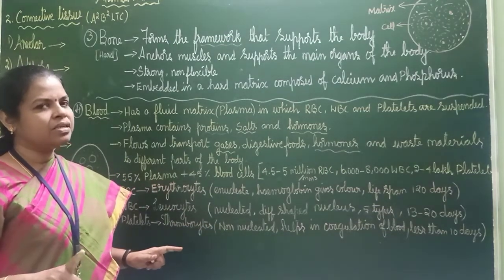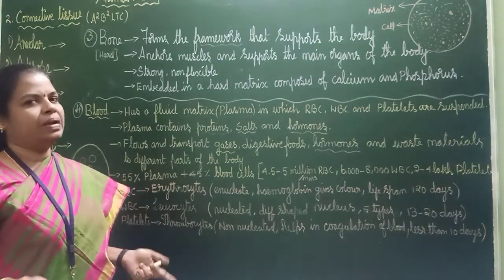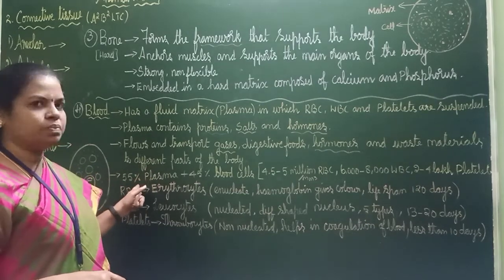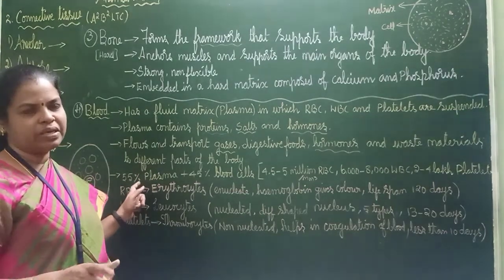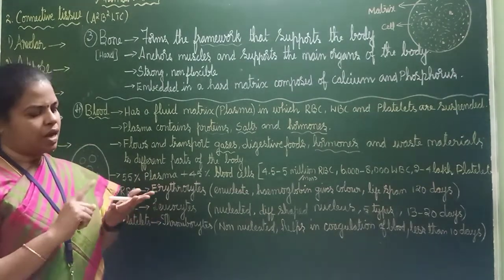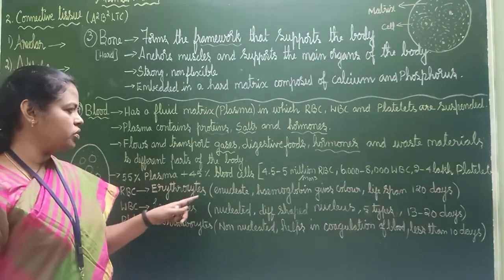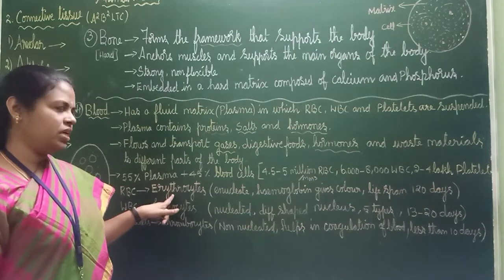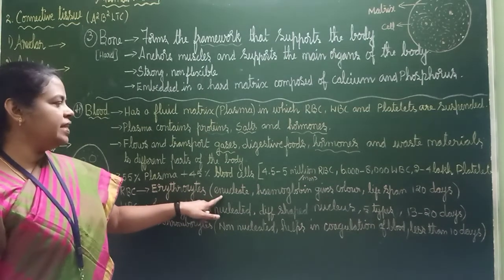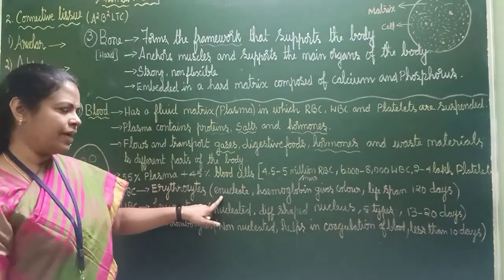So in our blood, what are the things present? Plasma and blood cells. 55% is plasma and 45% blood cells. What are the blood cells? RBC, WBC, platelets. RBC, other name is called as erythrocytes. It is enucleate, means nucleus is absent.